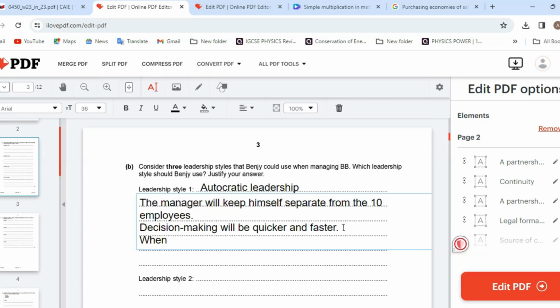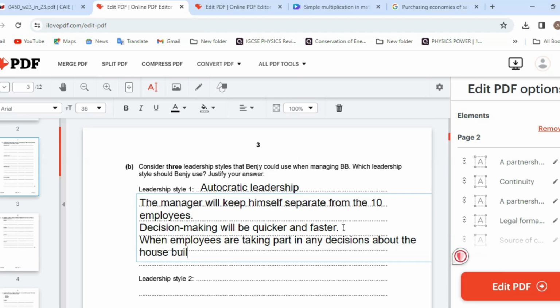Okay, let's say when employees are not taking part in any decisions about the house building, it can be demotivating. Yes, of course. Now let us see democratic leadership. We have seen here 2 advantages and 1 disadvantage of using this autocratic leadership style.